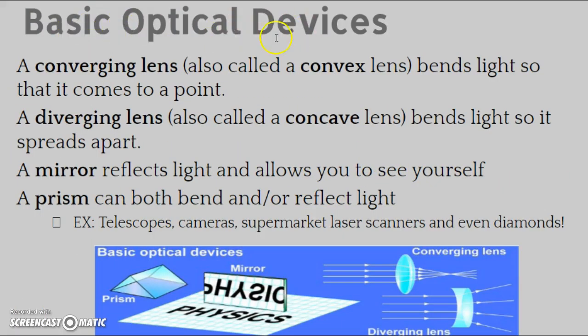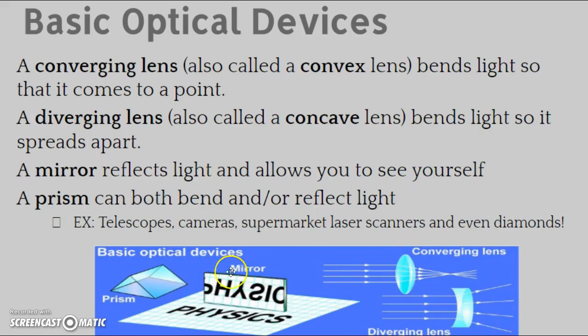Some basic optical devices that we'll be looking at using in here. Lenses. A converging lens, also called a convex lens, bends light so that it comes to a single point. A diverging lens, called a concave lens, bends light so it spreads apart. A mirror reflects light and allows you to see yourself. A prism can both bend and or reflect light. Some examples of optical devices are telescopes, cameras, supermarket laser scanners, and even diamonds.